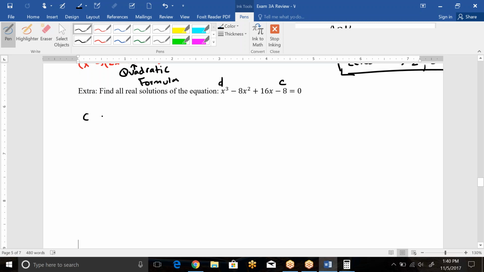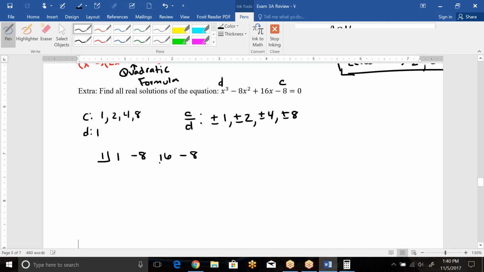The parentheses don't match. So my C is factors of 8, so that'd be 1, 2, 4, and 8. My D term is 1, so there's going to be just factors of 1. So my C over D list is just all going to be integers. 1 over 1, 2 over 1, 4 over 1, and 8 over 1. So 1, 2, 4, and 8, all plus or minus. I'll start out with 1, because that's where I always start.